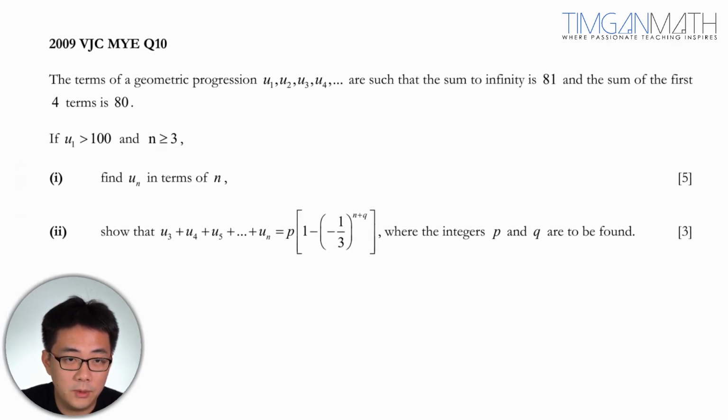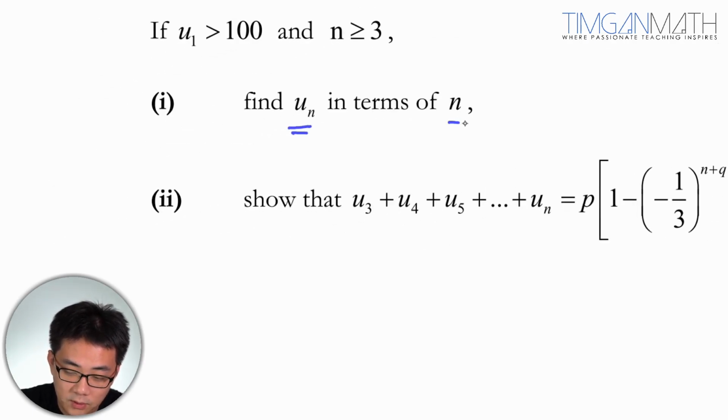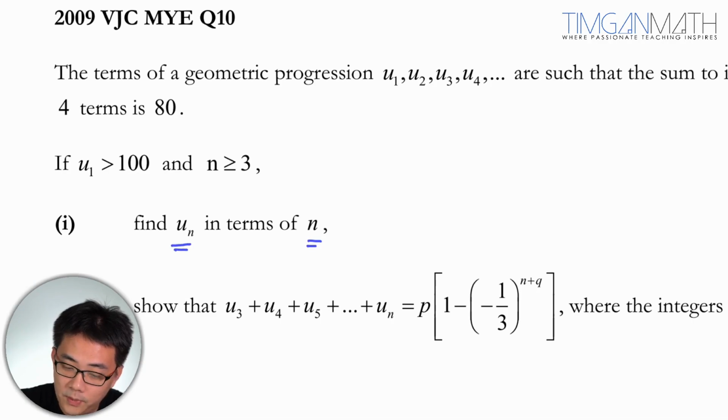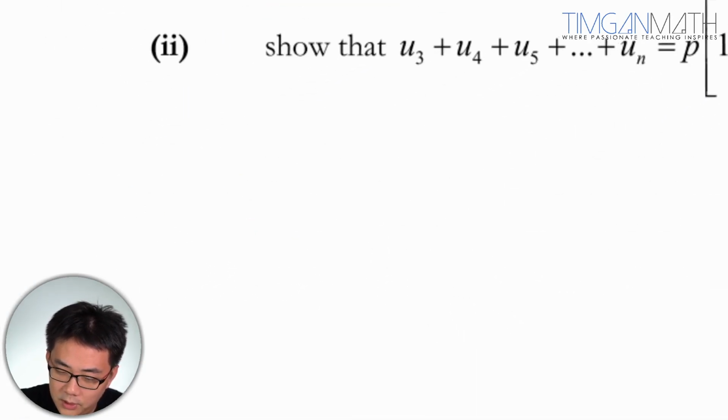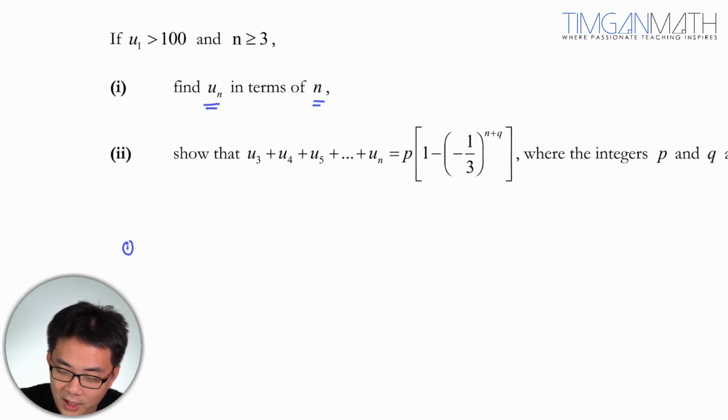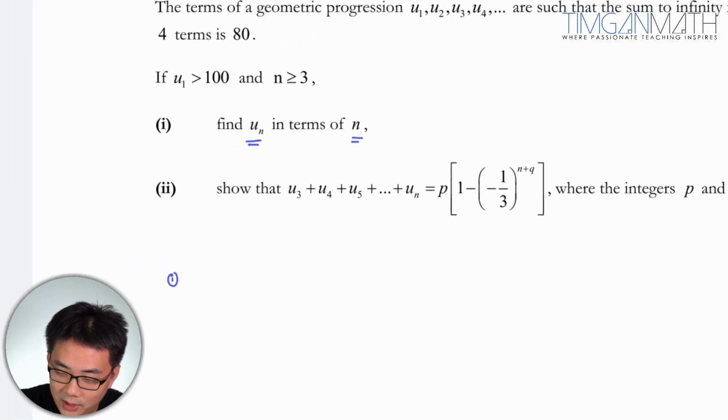Now the terms of a GP, U1 to U4 and so on, are such that the sum to infinity is 81 and the sum of the first four terms is 80. U1 is more than 100 and n is bigger than 3. So we are told to find Un in terms of n. We know that this is a GP, right? I think it's not super difficult.